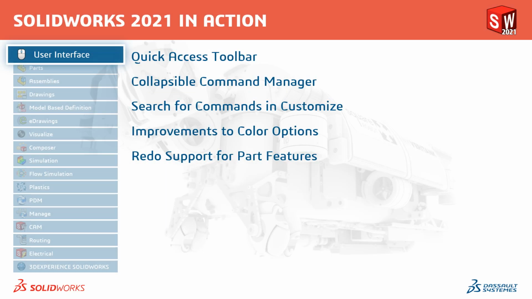So in summary, the quick access toolbar is now in the command manager. We can collapse the command manager. We can search for commands in the customize menu. There's improvements for color options, and we've got support for part features in the redo function.